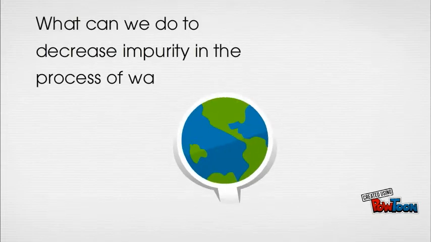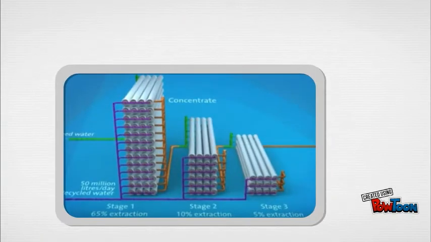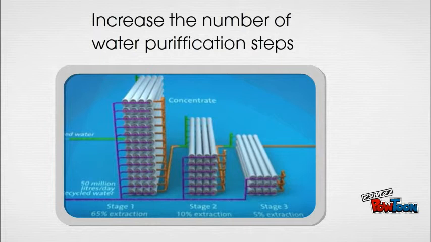What can we do to improve the process of water purification? We can increase the number of water purification steps, because each time the water goes through the purification tube, a percentage of the impure particles present in the water is removed, and every time the water goes through a different tube, there is a percentage loss of impurity.